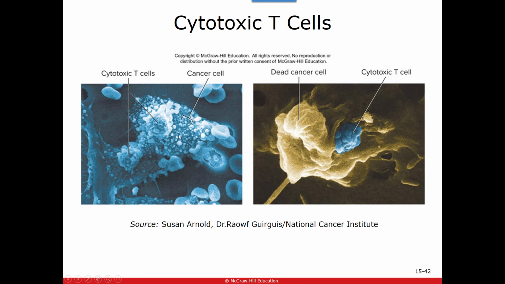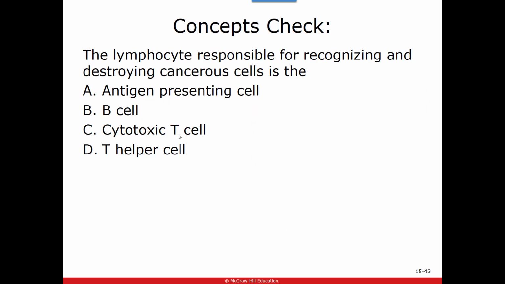Now, my little concept check halfway through. The lymphocyte, the white blood cell responsible for recognizing and destroying cancerous cells, is the cytotoxic cell. The natural killer is usually the first one that shows up for cancer, but the cytotoxic cell can start to recognize very unique cancer cells.